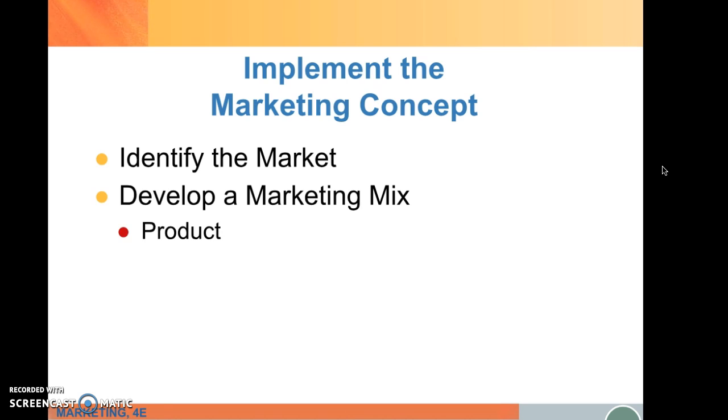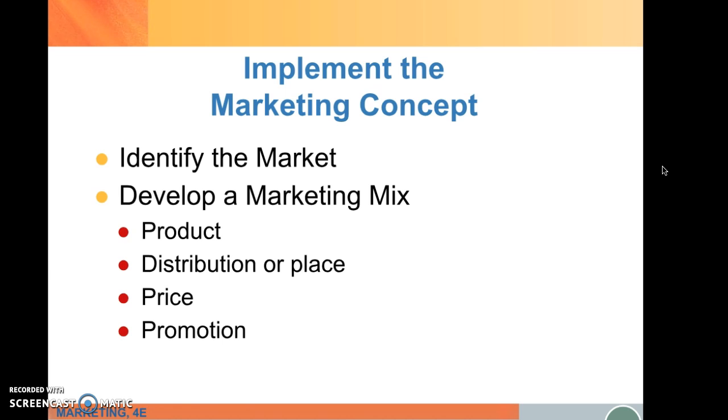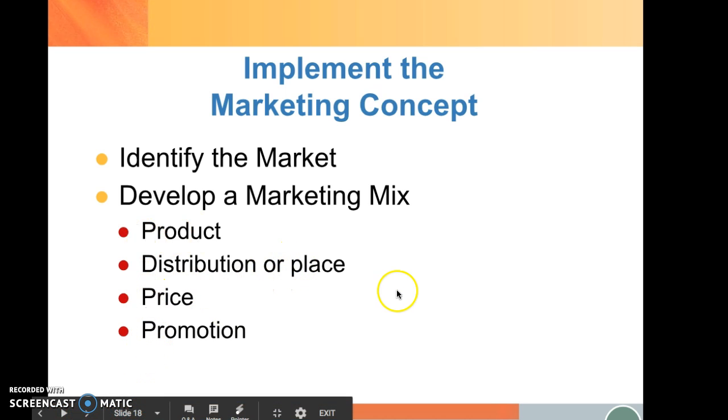So the second step is to develop a marketing mix. You develop a marketing mix that's going to meet the needs of the market and that the business can provide profitably. So a marketing mix is the blending of 4 marketing elements, and that's going to be the product, the distribution or the place, the price, and promotion by the business. Okay, these are the 4 P's of marketing. So if you look, it's product, place, price, and promotion.